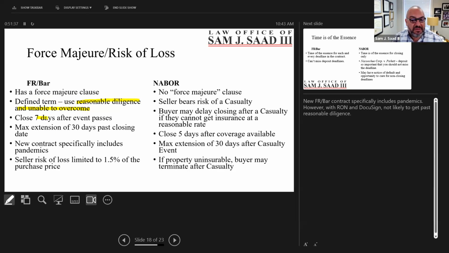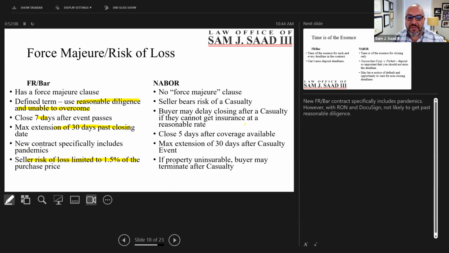That doesn't mean it's 7 days after the hurricane passes. It's more like 7 days after the power comes back on. And you can extend for a maximum of 30 days past the closing date. And I'll say the new FRBAR contract specifically includes pandemics, which of course we just went through. And the seller has a risk of loss limited to 1.5% of the purchase price under FRBAR.